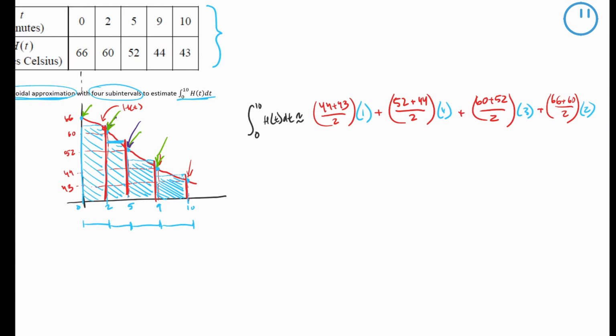And so if I go ahead and multiply and add those all together, I will get that this is equal to 529.5. And so I can say that the integral from 0 to 10 of h of t dt is approximately equal to 529.5.